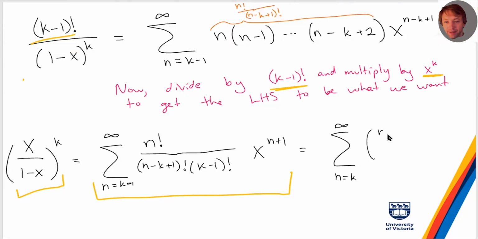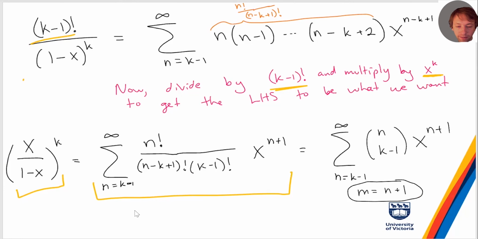Actually I should be a little bit careful here. So this is n choose k minus 1, and then I've got x to the n plus 1. But I can shift my sum. I let m equal n plus 1. This is a substitution on the index of the sum. So if n is equal to k minus 1, then m is equal to k to infinity. N here becomes m minus 1 choose k minus 1, x to the m.